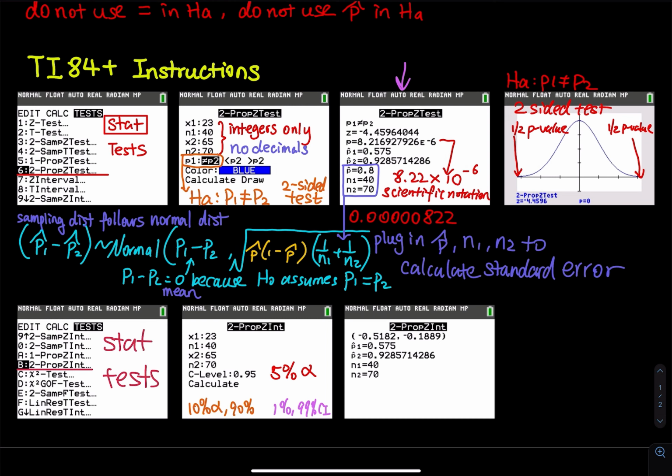For the C-level, if your alpha is 5%, then the C-level is 95%. If your alpha is 10%, then the C-level is 90%. If the alpha is 1%, then the confidence level is 99%, where C stands for confidence. Just be very careful. Where do you get the alpha? The problem will tell you what alpha to use. And then you click Calculate, and you will get a confidence interval.